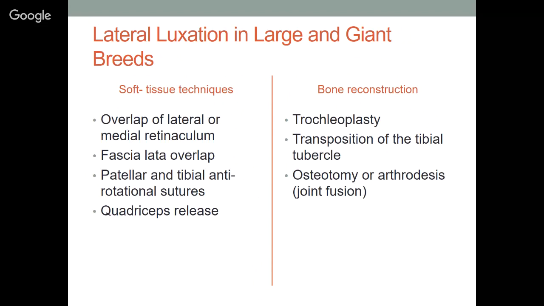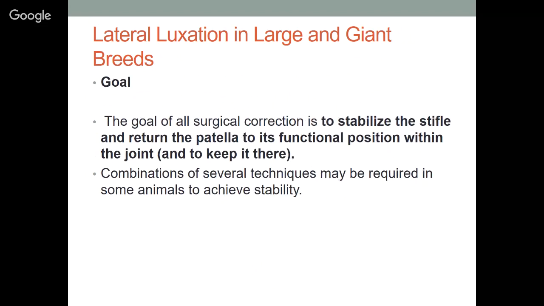We can also do an osteotomy or arthrodesis, and that's a joint fusion. If it's really, really bad, we can fuse that joint so there's no movement. And if there's no movement, there's no pain. Our goal of all surgical correction is to stabilize the stifle and return the patella to its functional position within a joint and keep it there.